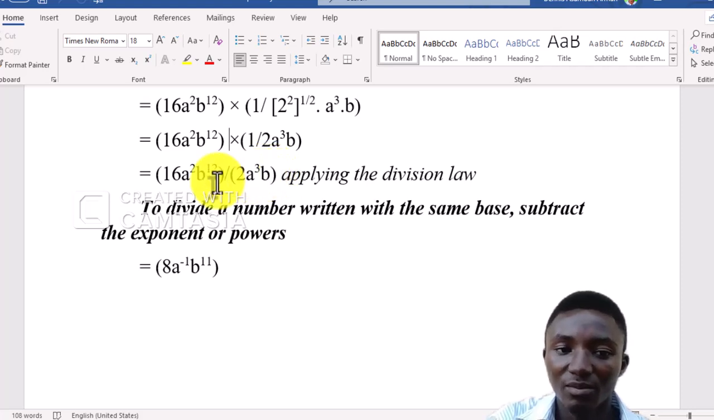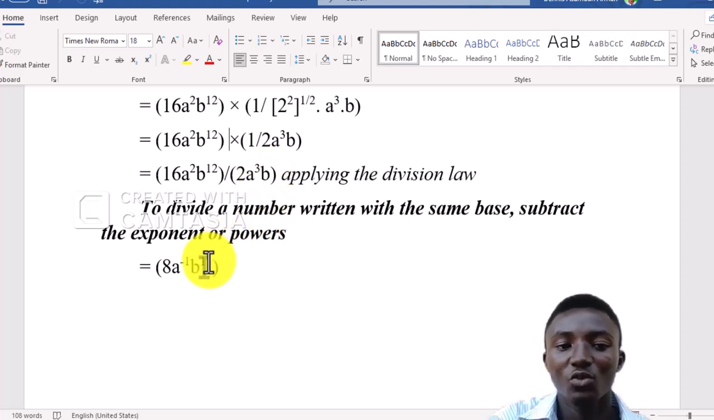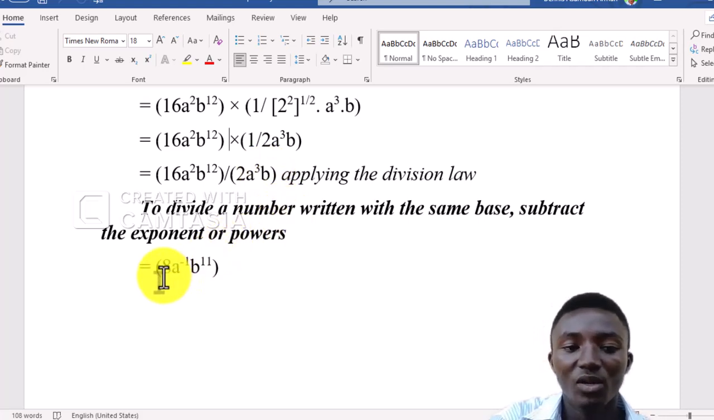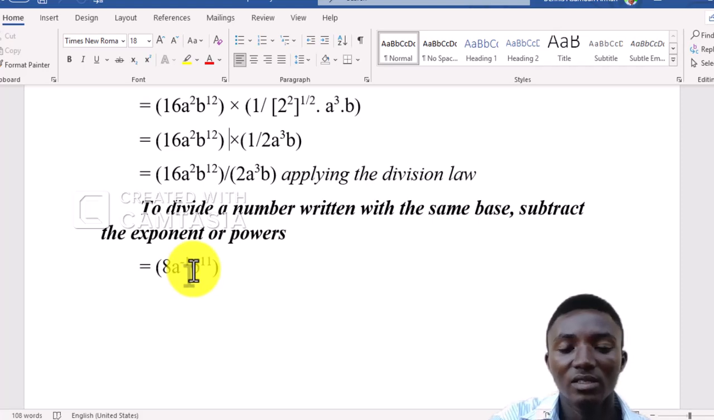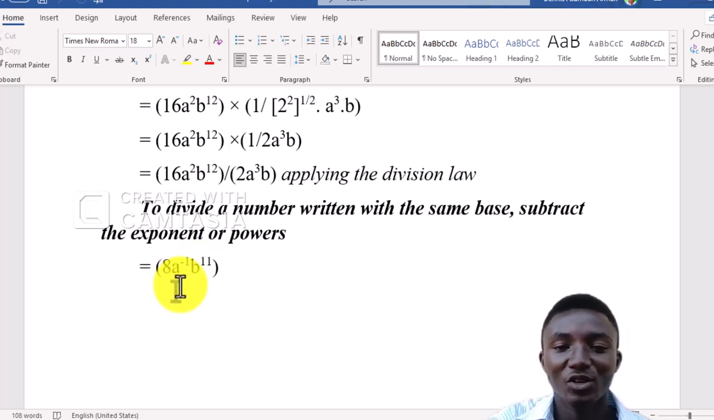So since you are comparing the b, it becomes b raised to the power 12 minus 1. Don't forget, we are still using the rule, so it becomes 11. So 8 multiplied by a raised to the power negative 1, b raised to the power 11. Yeah, so this is the final solution to the problem.